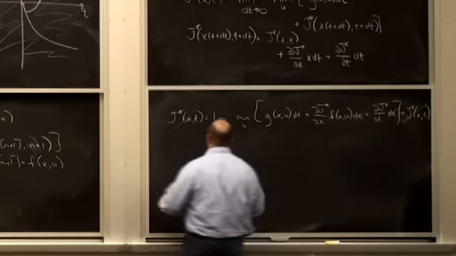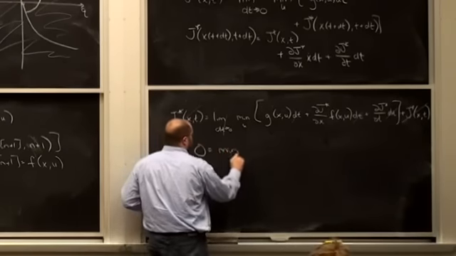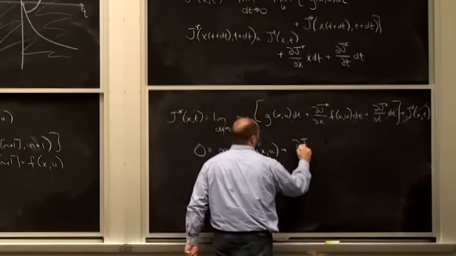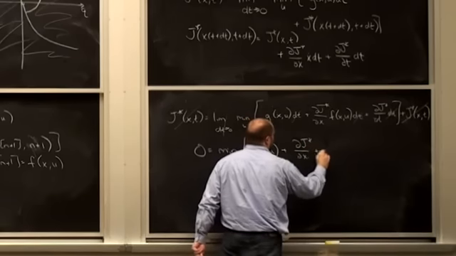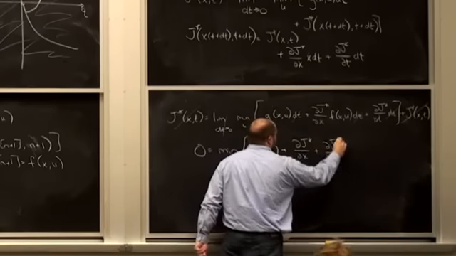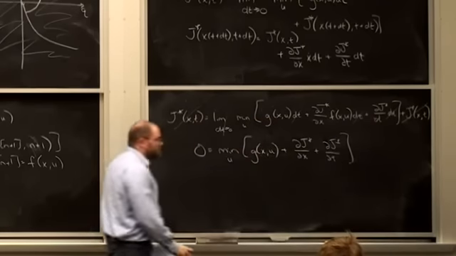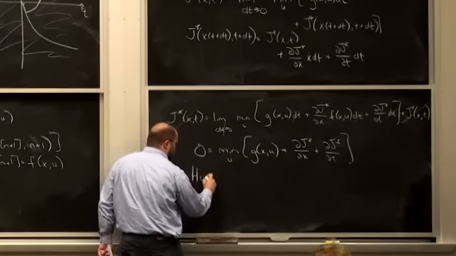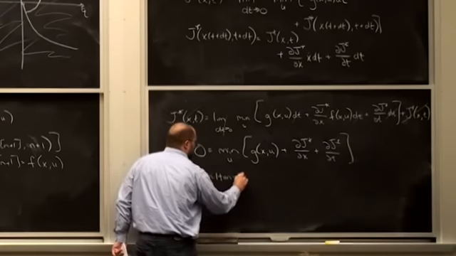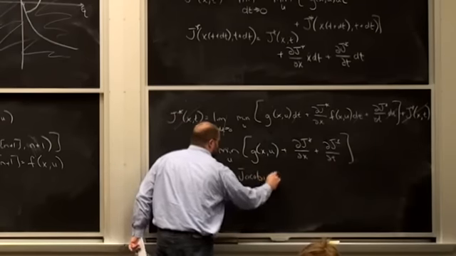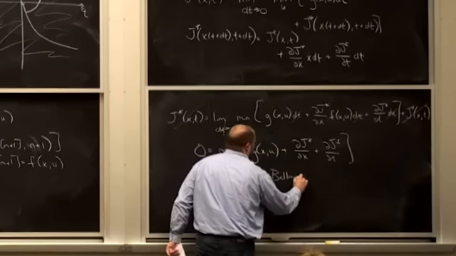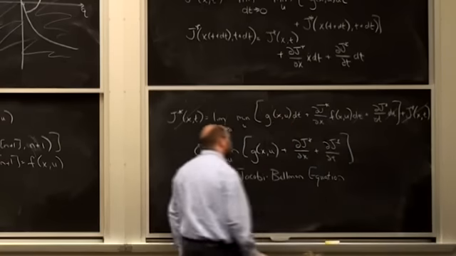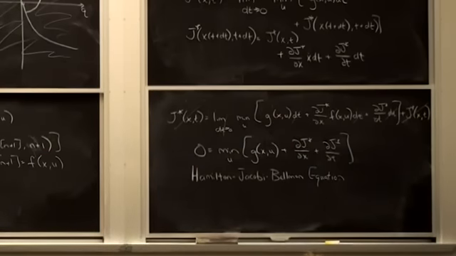And what I'm left with is 0 equals min over u of g of x, u plus partial J partial x star plus partial J partial t. This is a very famous equation. It'll be used a lot. It's called the Hamilton-Jacobi-Bellman equation.